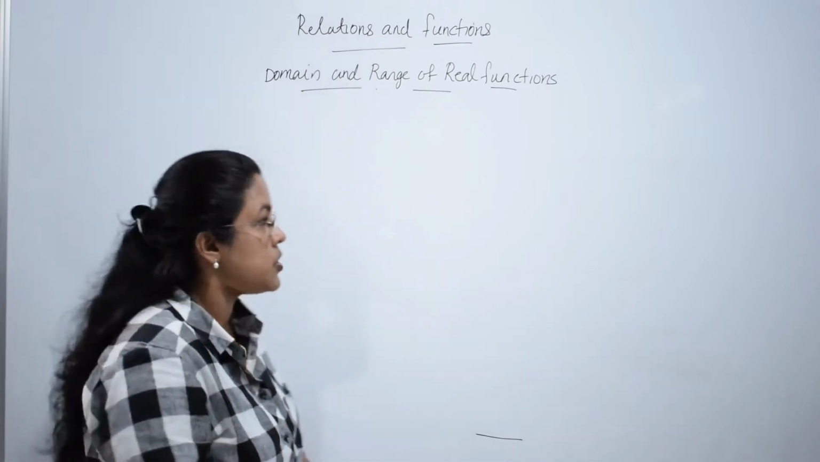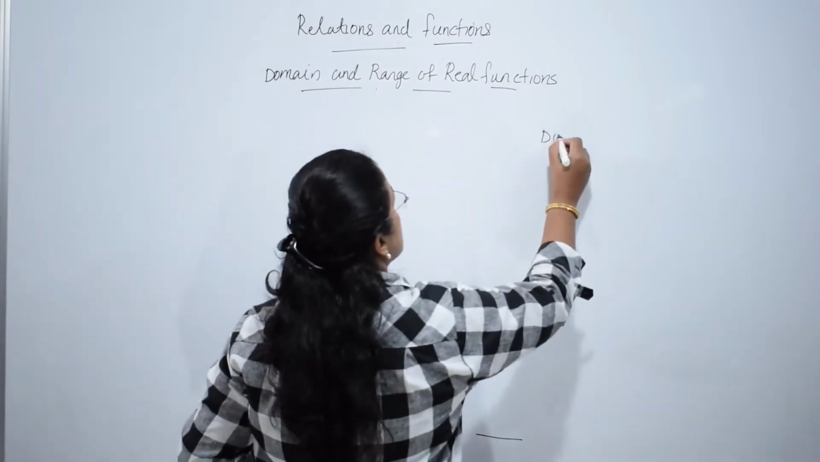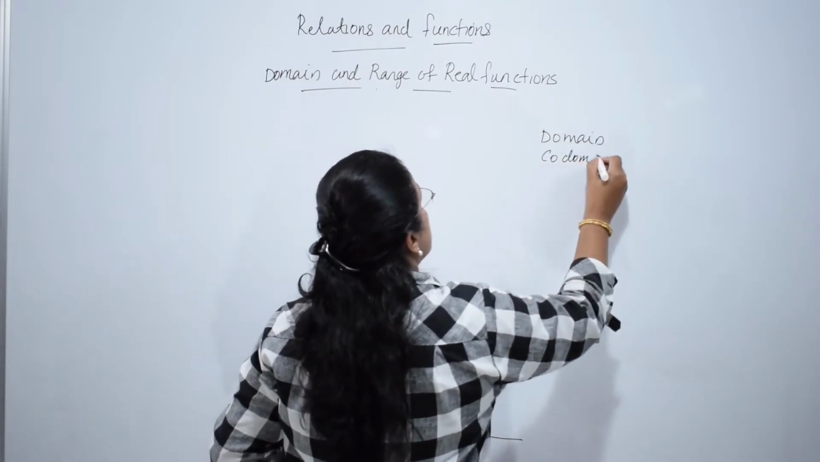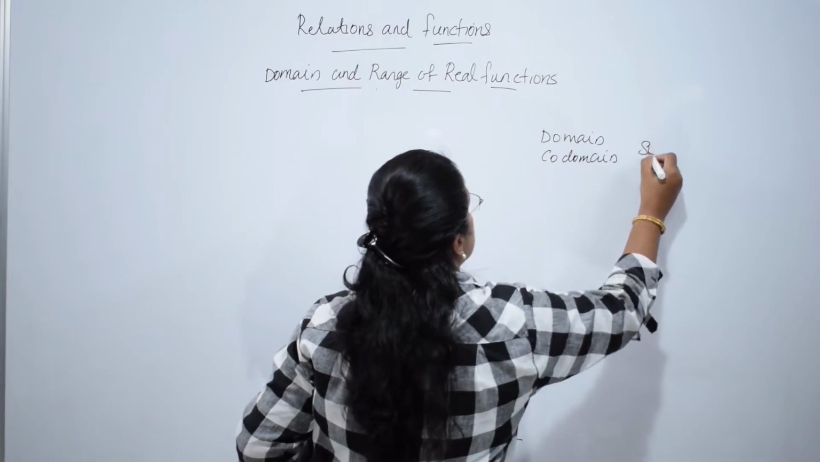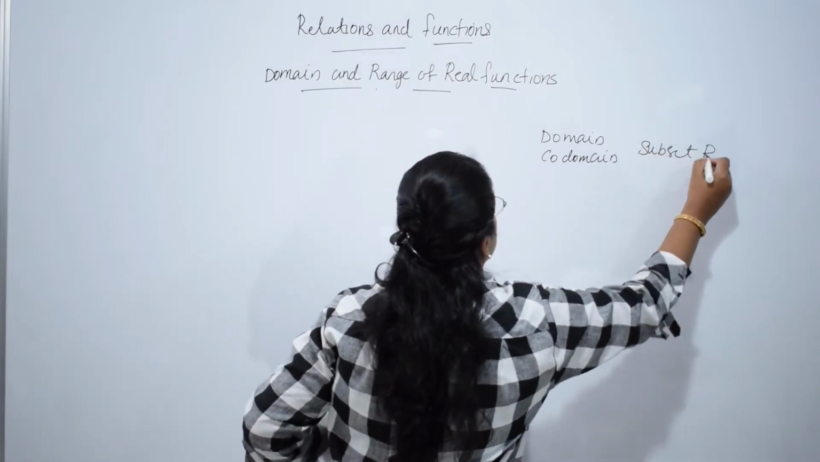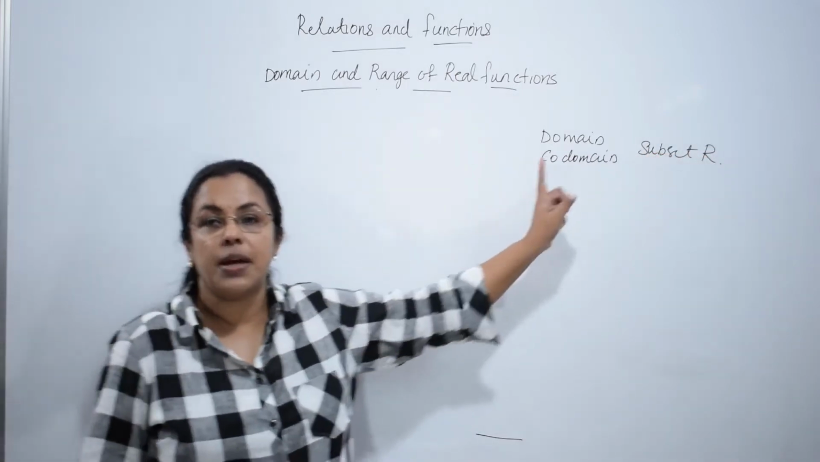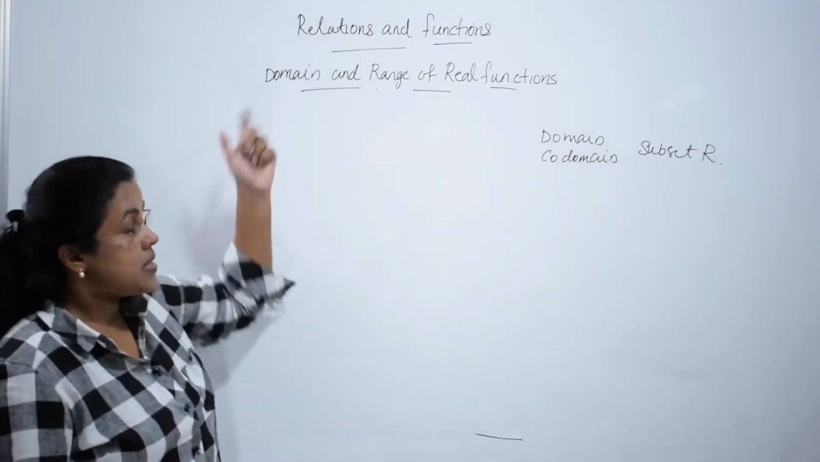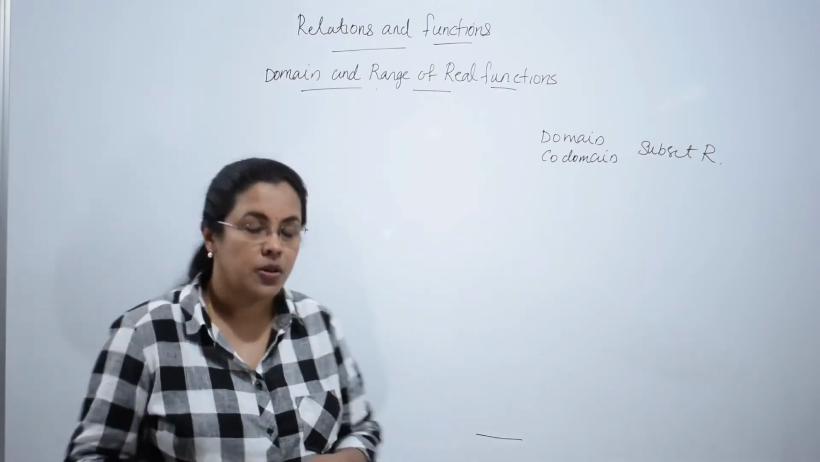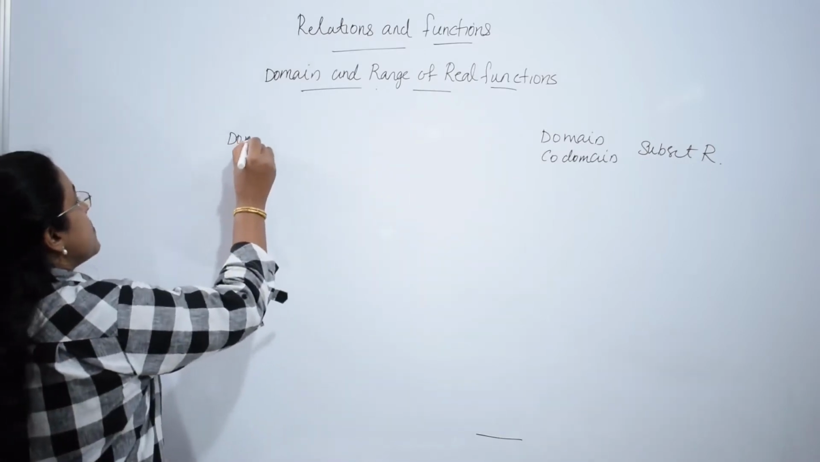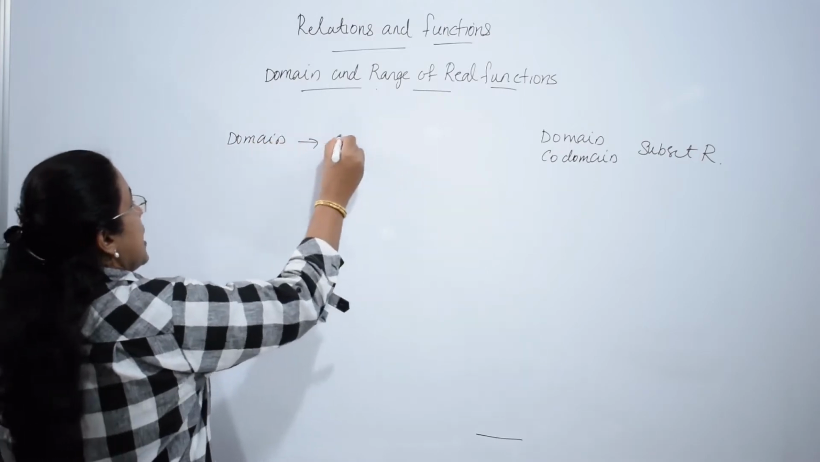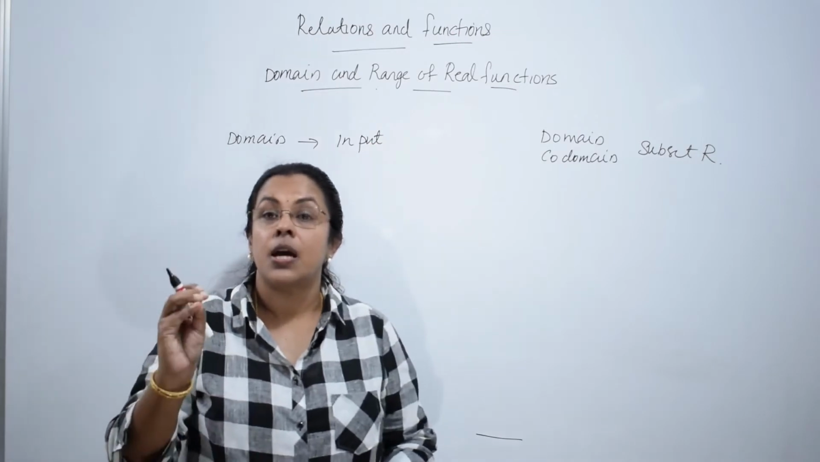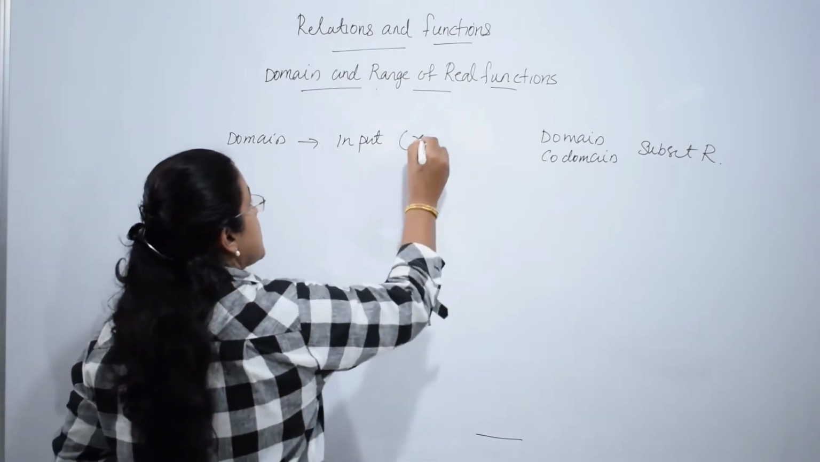A real function is a function whose domain and codomain are subsets of real numbers. Okay? Now, what is the meaning of the domain of a function? Domain means input. Domain means input. Okay? Input means x value.